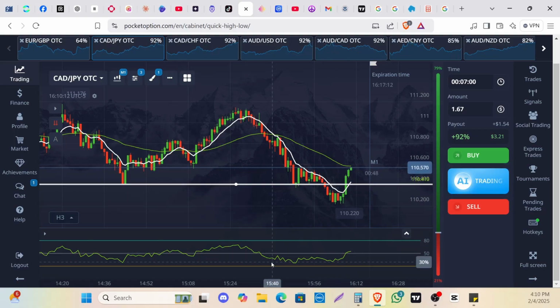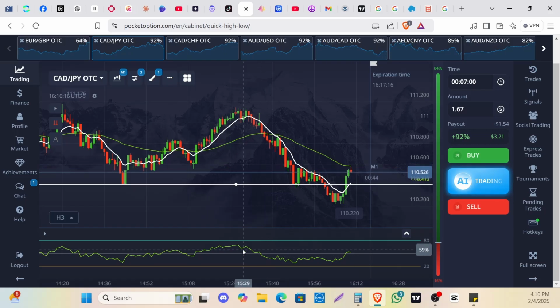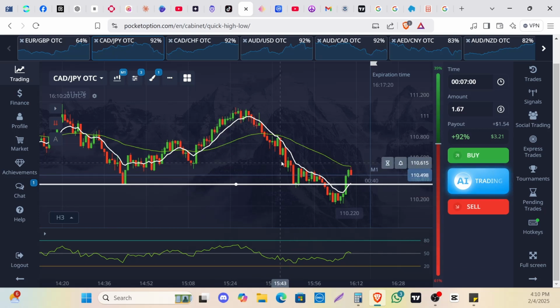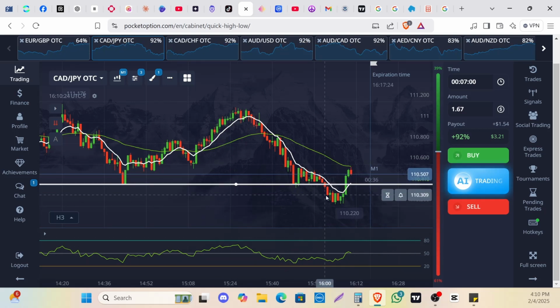But as you can see as well, look at the RSI. It's right below the 50 level. Basically, we're in a strong downtrend. So that's why I went ahead. Once it broke the level, I went ahead and placed a 7 minute straight.